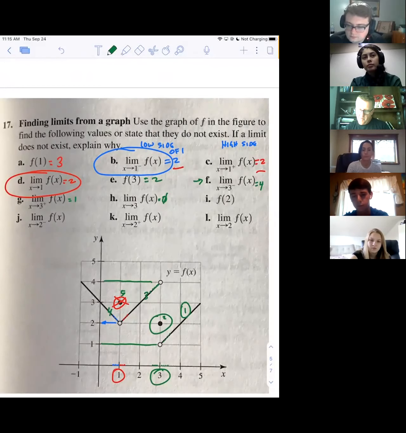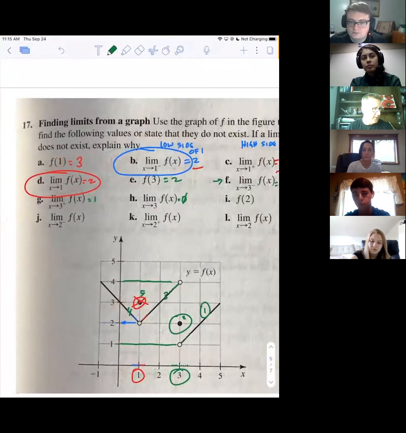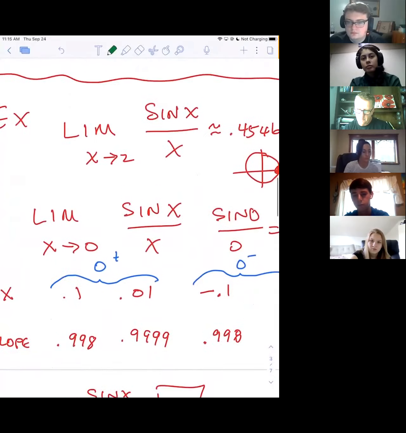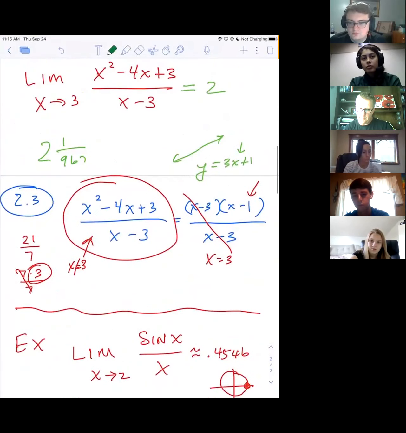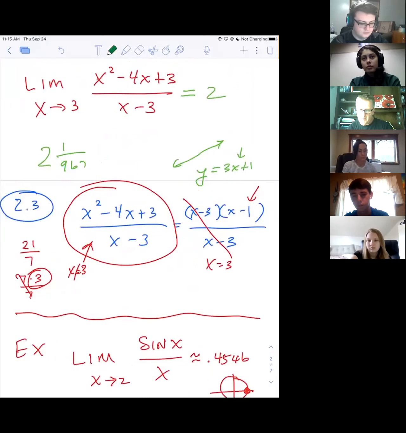Let me show you something on Desmos from a problem we did previously. Let's see, I gotta make sure I do the right one. I'm gonna go all the way back to the start of this class. X squared minus 4x plus 3 over x minus 3. We were playing around with that. At the time we were trying to figure out what happens when you get really close to 3, and we played around with numbers that got us really close to 3.